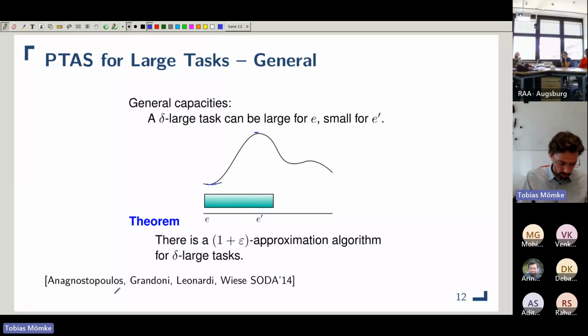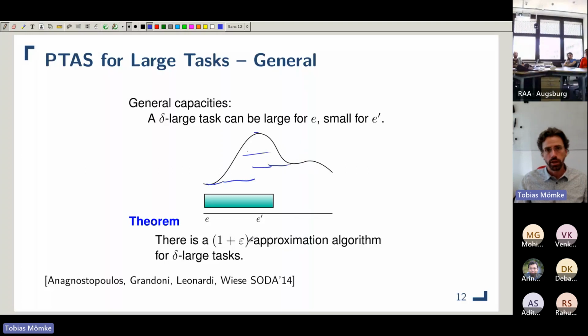And there was this paper of those authors here in SODA 2014. It's a quite amazing paper. The title also says "2 plus epsilon approximation", where what they basically do is they create some maze of corridors that can be traversed with a dynamic program. And this way you can deal with large tasks with general capacities and get a 1 plus epsilon approximation.